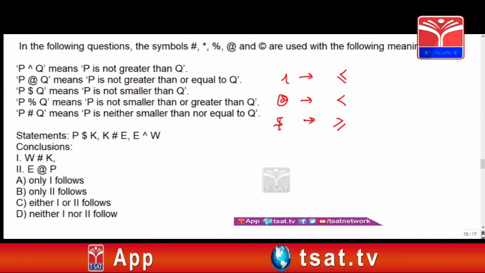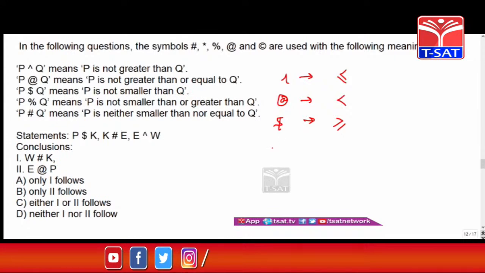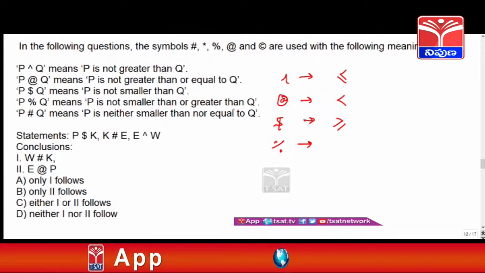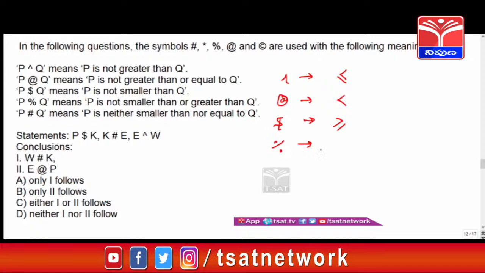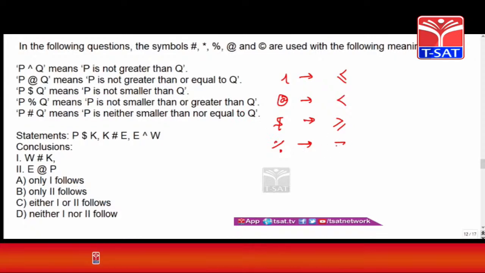So what conclusion can we draw? Whenever you say that P is not smaller than Q, it means P is greater than or equal to Q. Next we have the percent symbol. This percent symbol represents P is not smaller than or greater than Q. So it is neither smaller nor greater. So directly I can write P is equal to Q. He is saying that P is neither smaller than nor greater than Q, which means P is equal to Q.